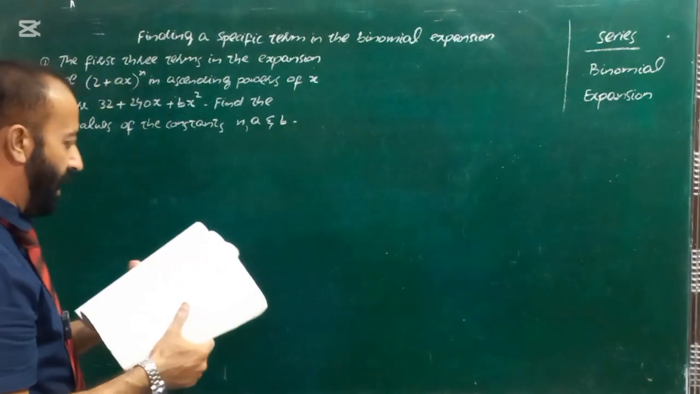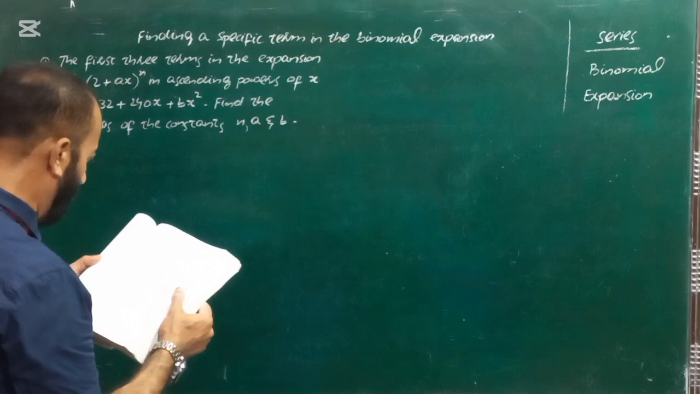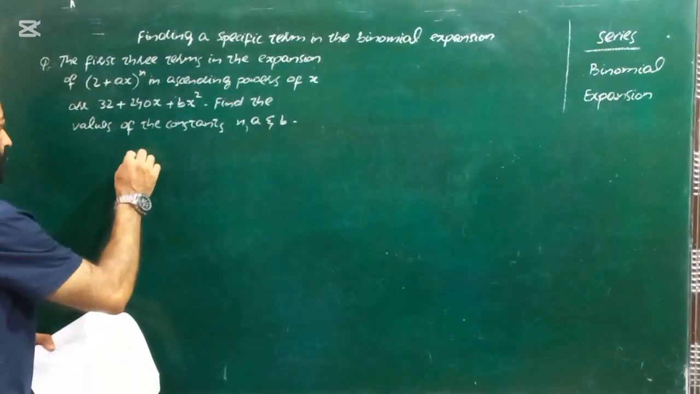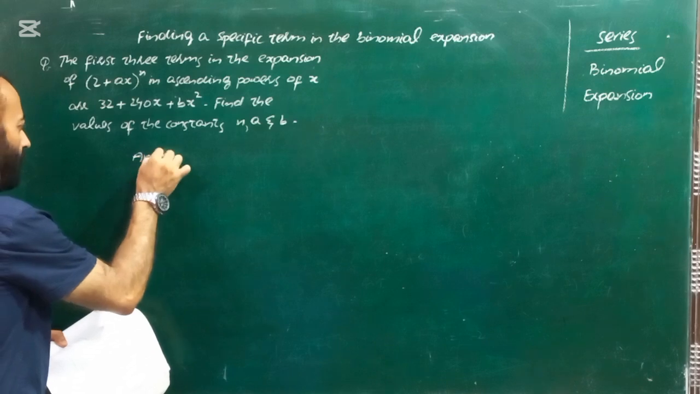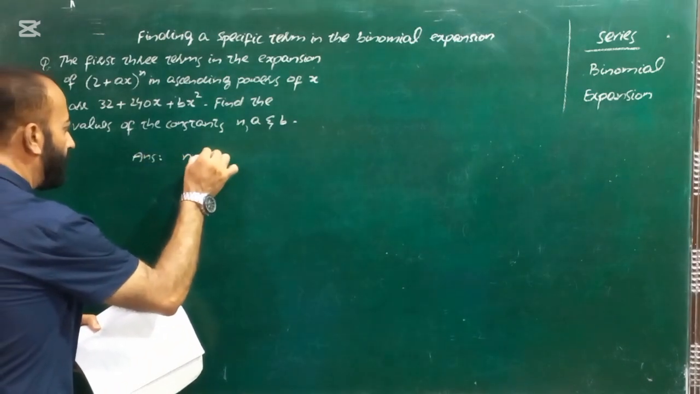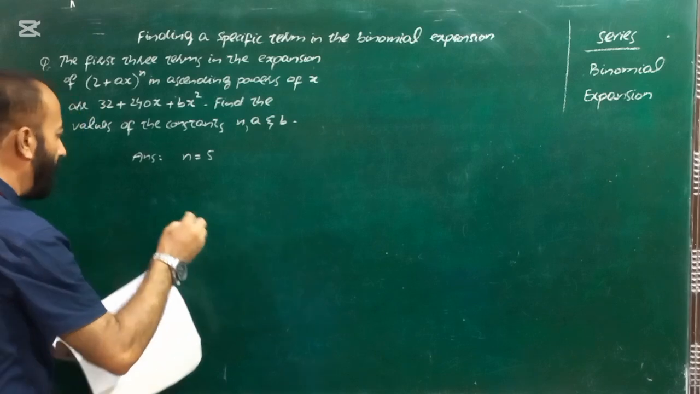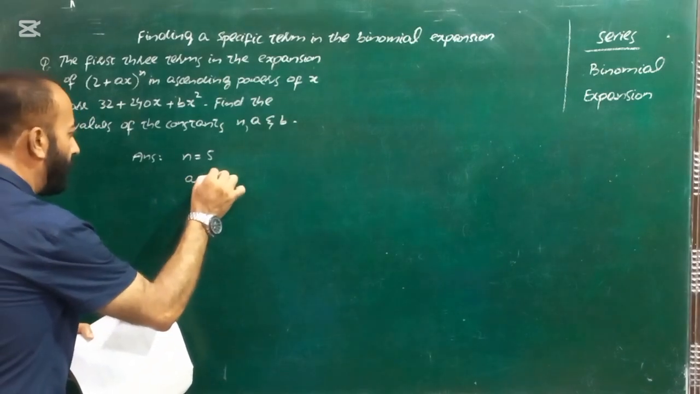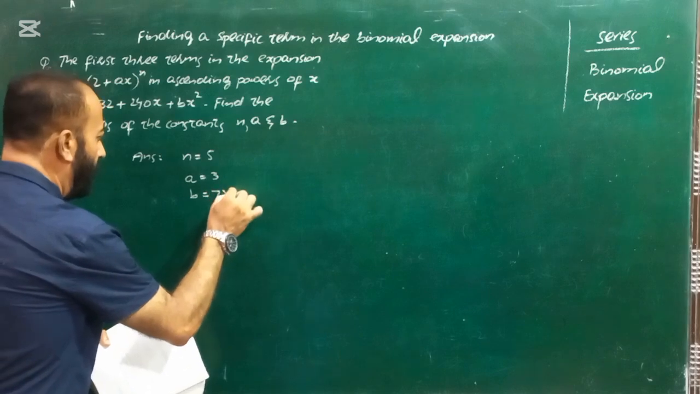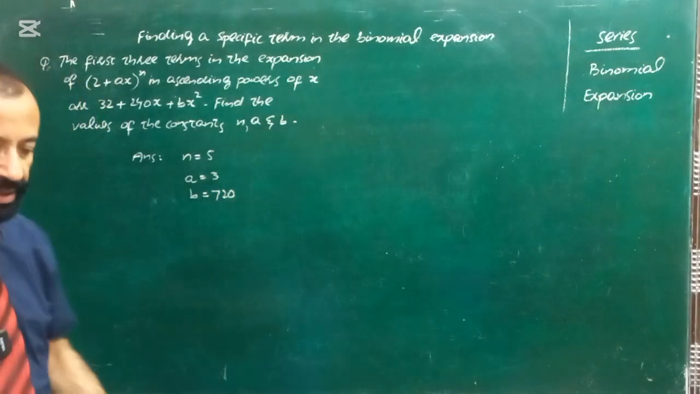So I'll write the answers. You may compare the answers. So the answers will be, when you solve it, n is 5, a is 3, and b is 720. So these will be the answers.